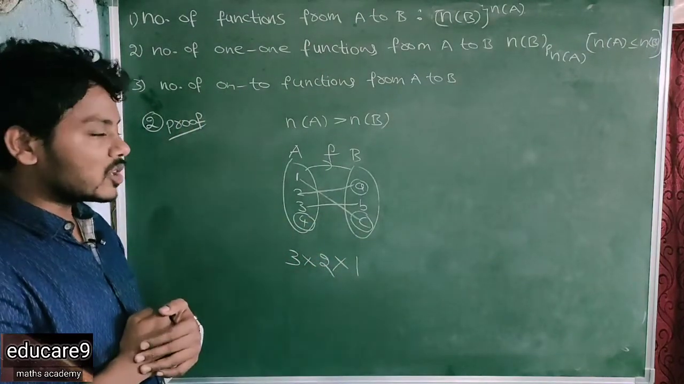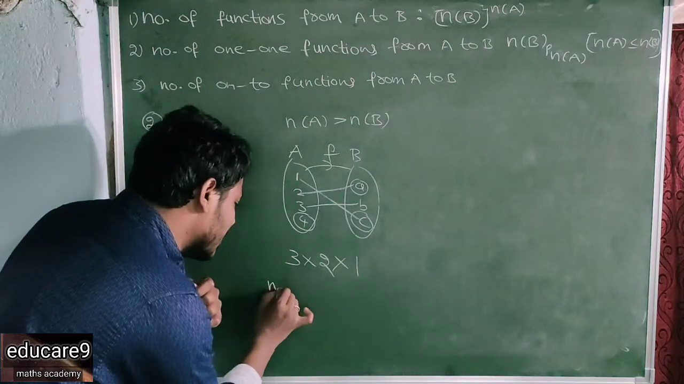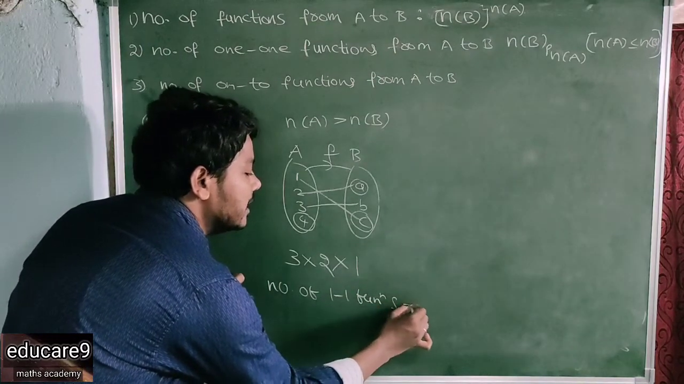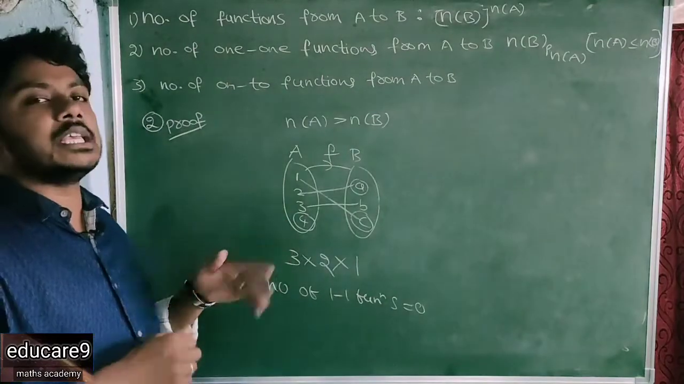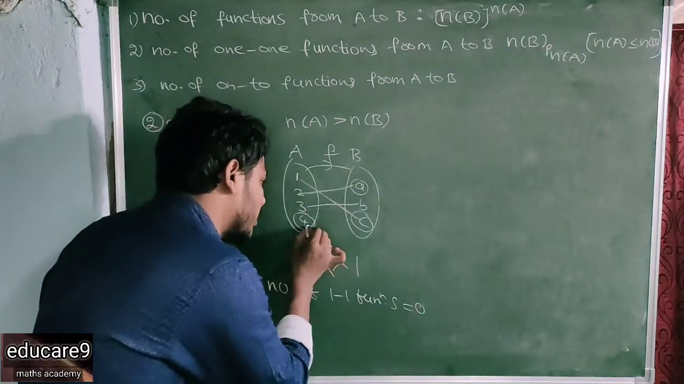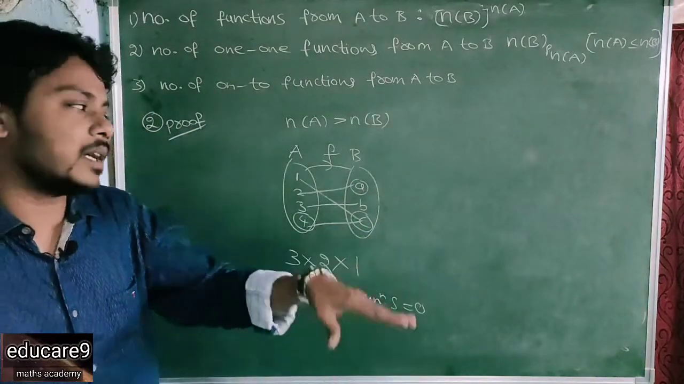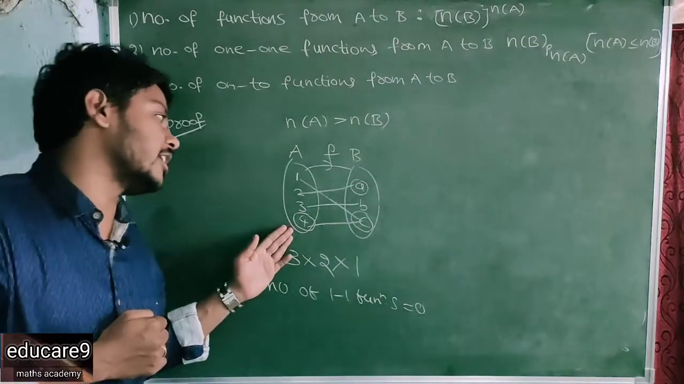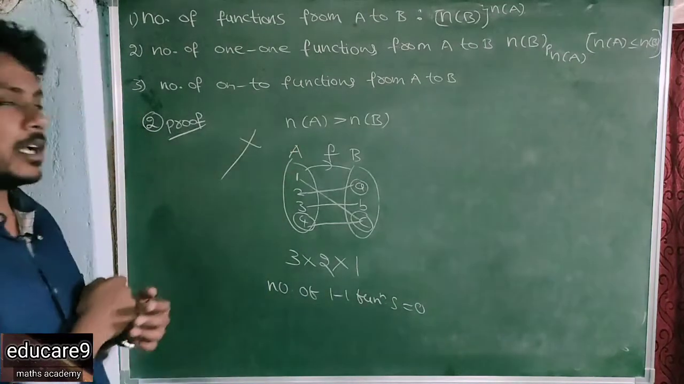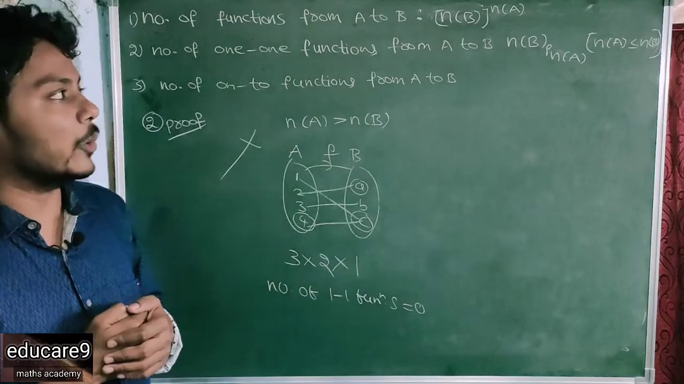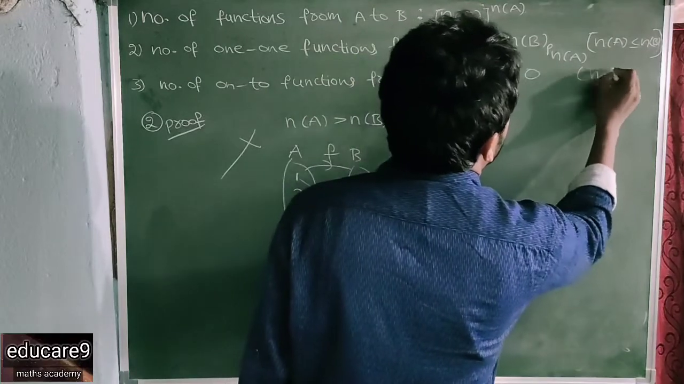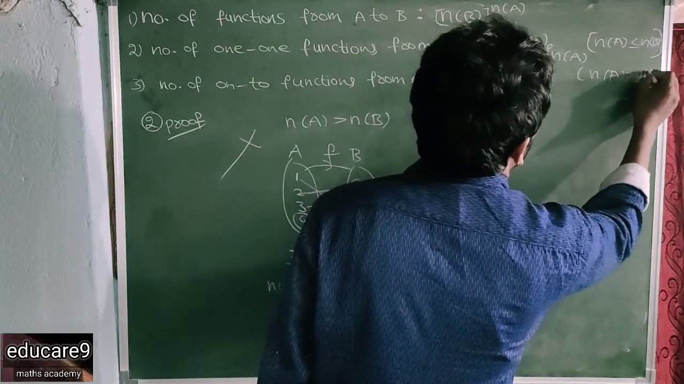So clearly in this case, the number of one-one functions is 0, because 4 is not mapped with any new element in B. So for example, 4 is mapped with C. This is a function but not one-one. So one-one means different elements in A have different images in B. So this case is not possible, which means the number of one-one functions is 0. So right here, the number of one-one functions is 0 if n(A) is greater than n(B).